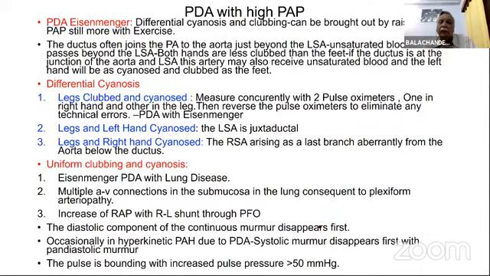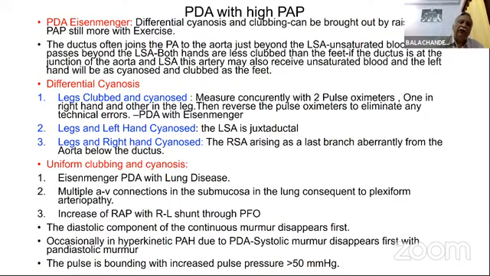When there is a high pulmonary artery pressure, this is the type of PDA which is kept in the exam, PDA with Eisenmenger. You have to look for differential cyanosis and clubbing, which can be brought about with exercise. You can carefully exercise the patient and try to bring out the differential cyanosis in the legs as compared to the arm. So the legs are clubbed and cyanosed.